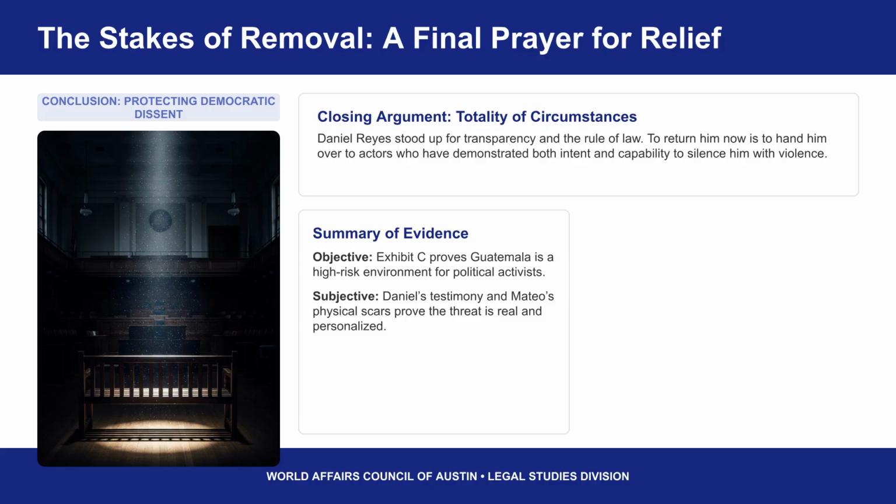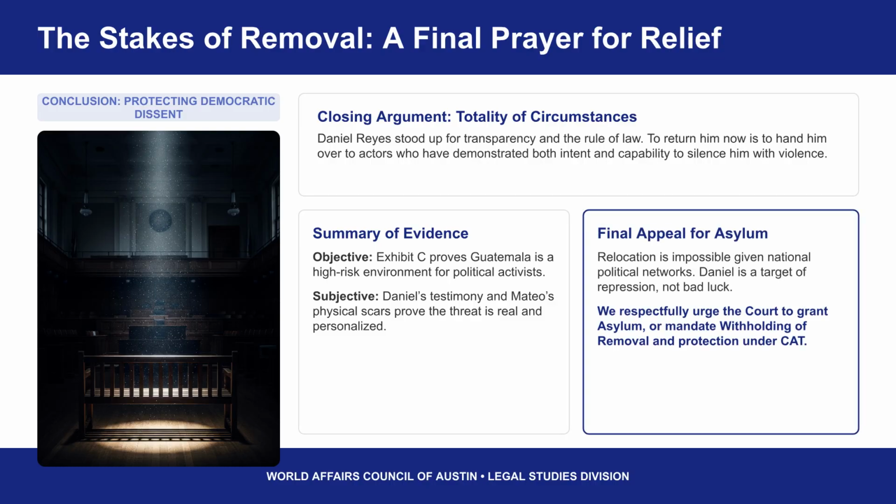The closing argument uses the totality of circumstances, asserting that returning Daniel is handing him over to actors capable of silencing him. The defense appeals to the court to grant asylum or mandate withholding of removal.